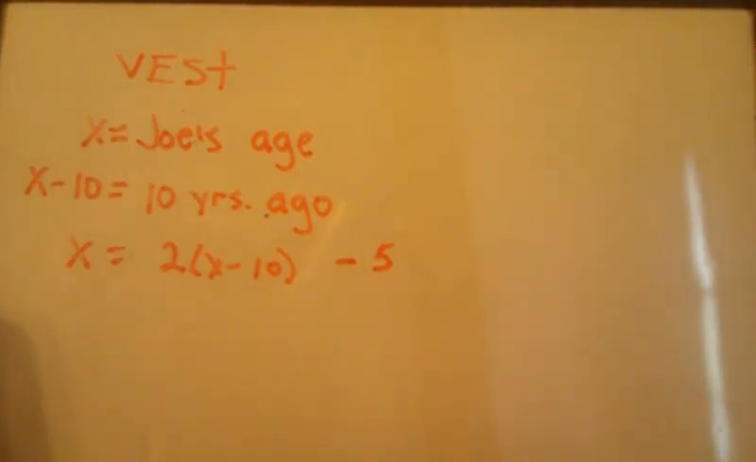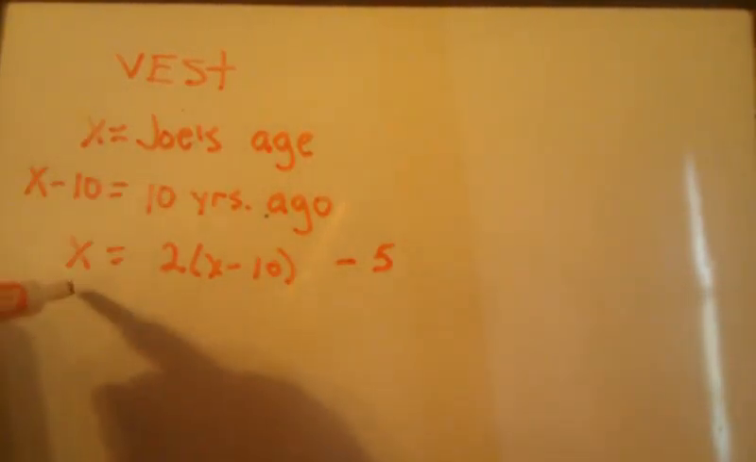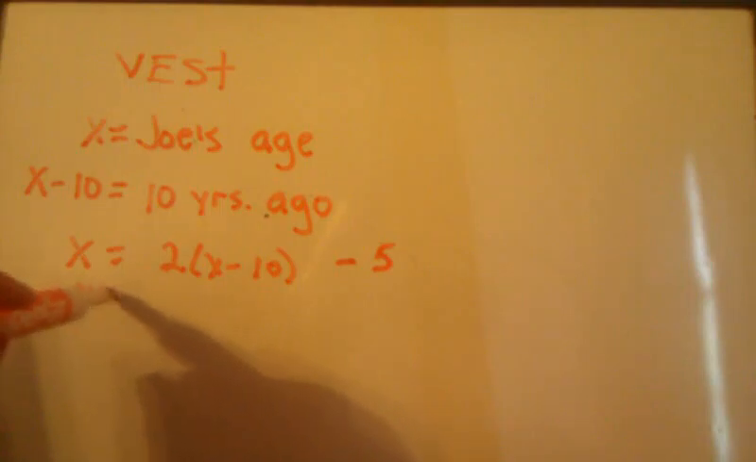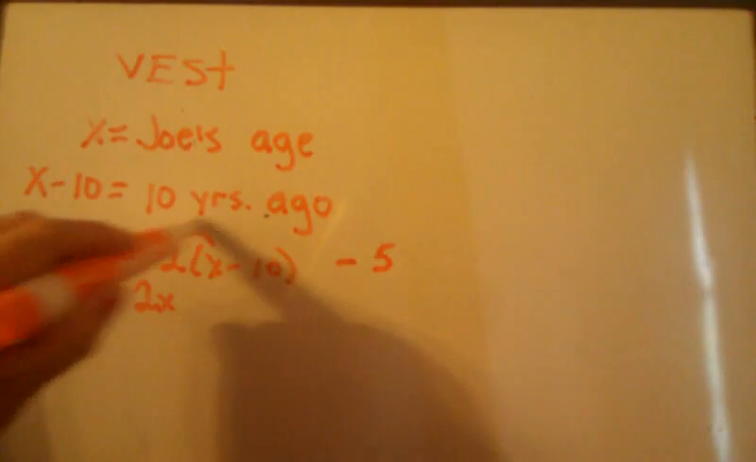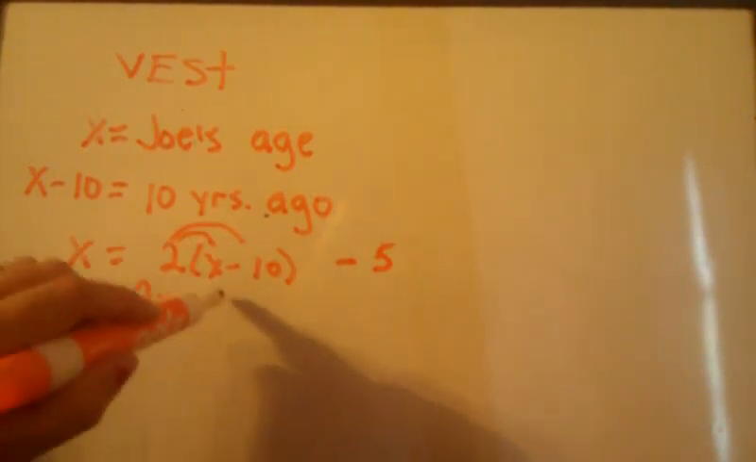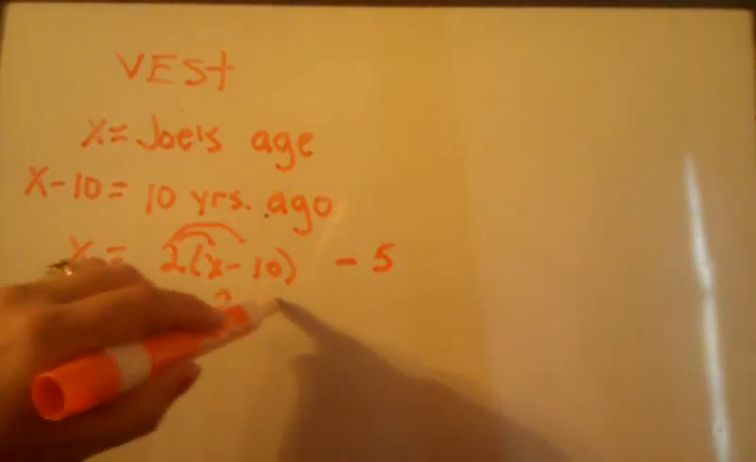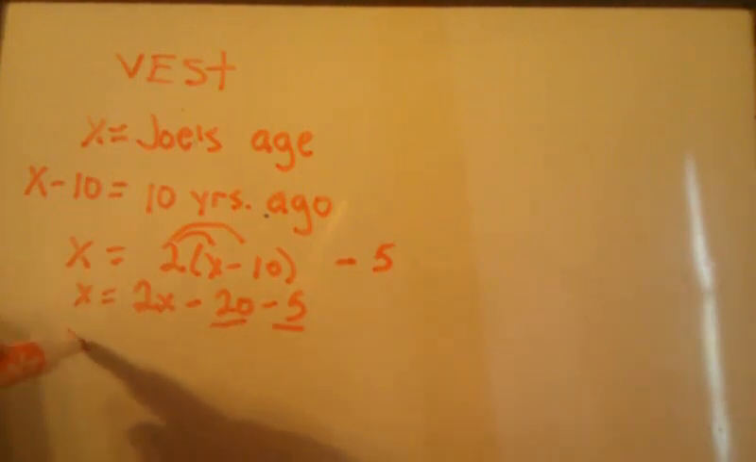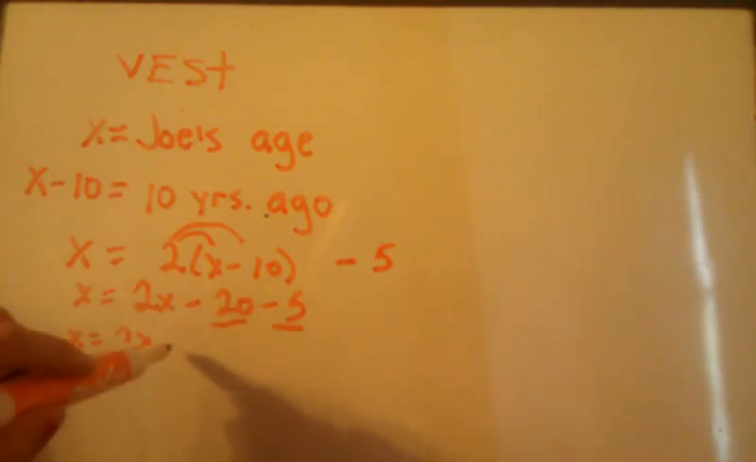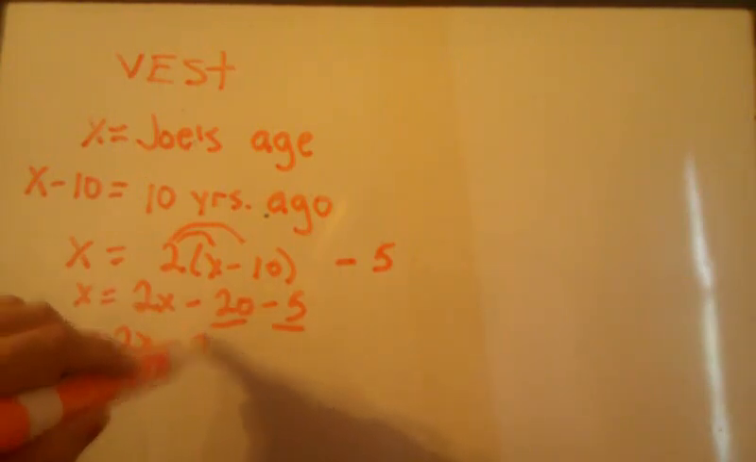Okay, and then all I have to do is solve the problem. First I have to take care of the parentheses. 2 times X is 2X. My signs are different, so it's negative. 2 times 10 is 20. Minus 5. Combine like terms. X equals 2X. My signs are the same, so it's negative. 20 plus 5 is 25.